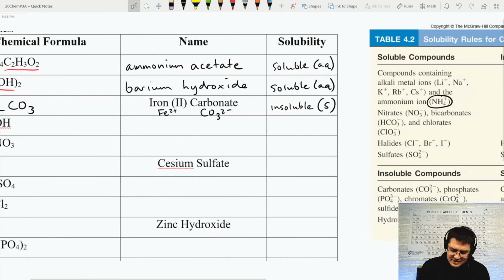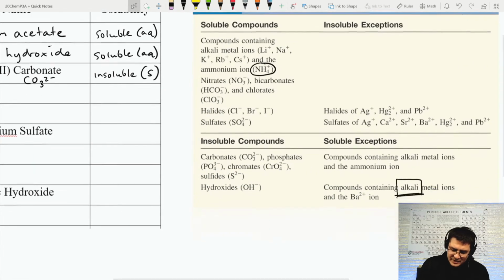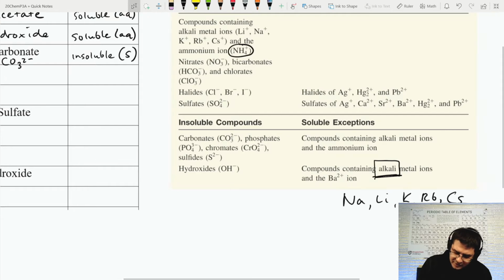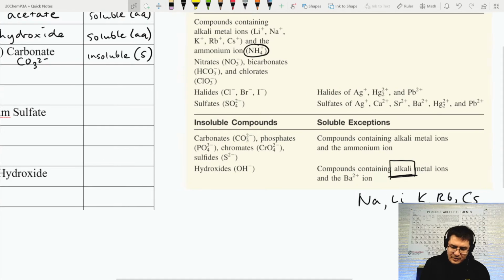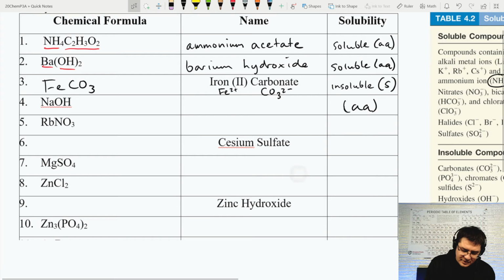Okay, sodium hydroxide. There's our exception. Sodium is an alkali metal. Remember, the alkali metals are sodium, lithium, potassium, rubidium. Let's see, which one am I forgetting? Cesium. These are all in the first column of the periodic table. So any of those partnered with hydroxide is soluble, so AQ. And that's called sodium hydroxide.